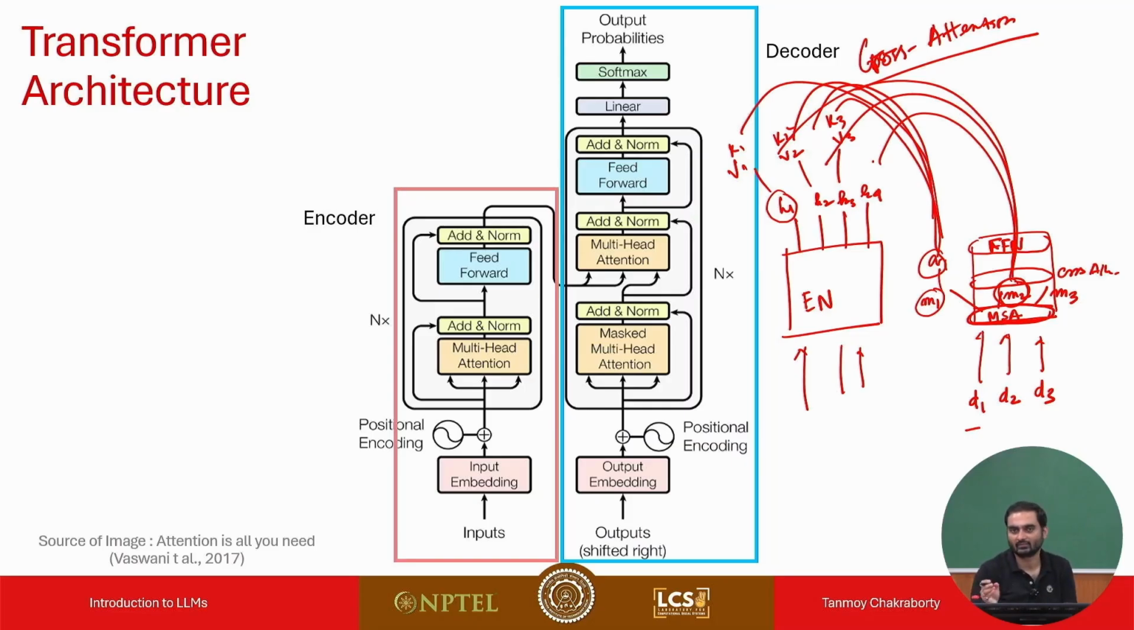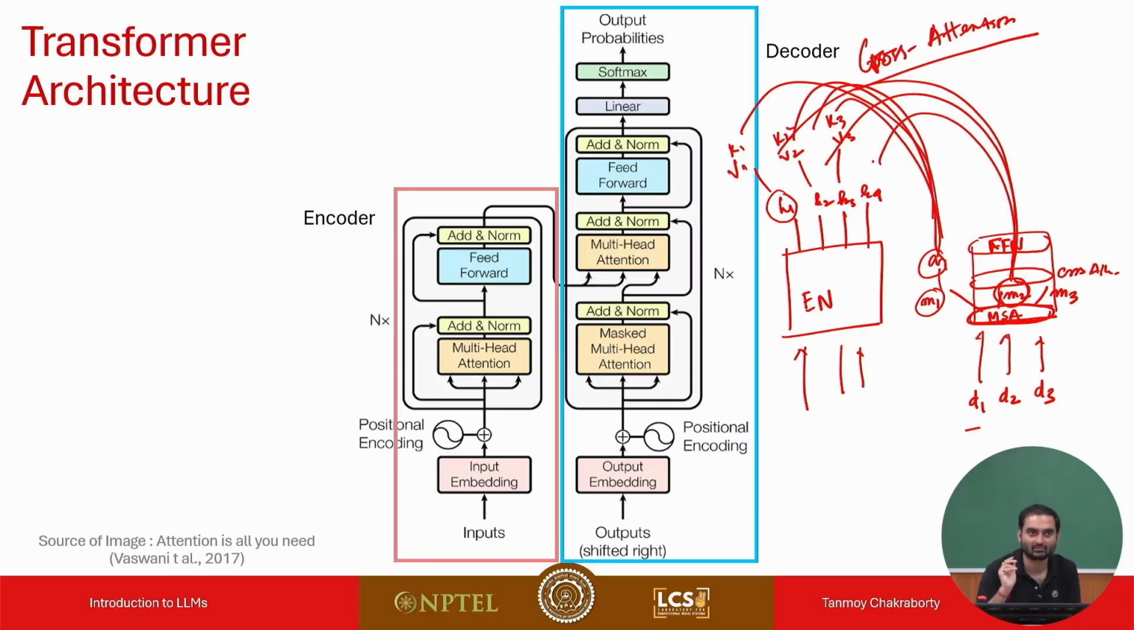Is this masked or unmasked? Do I need to mask it? There is no concept of masking at all here, because decoder states are not attending to each other. A decoder state will act as a query, and encoder states will act as keys and values. It is not that a decoder state will attend to another decoder state. So the masking is not needed at all.